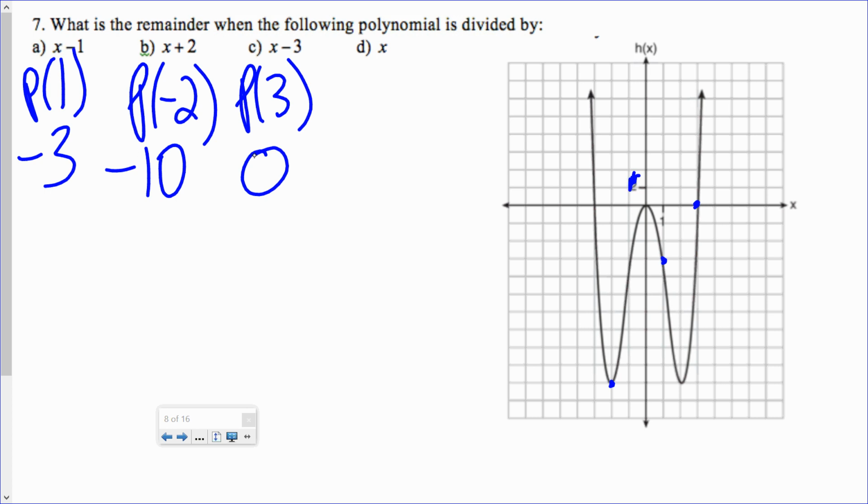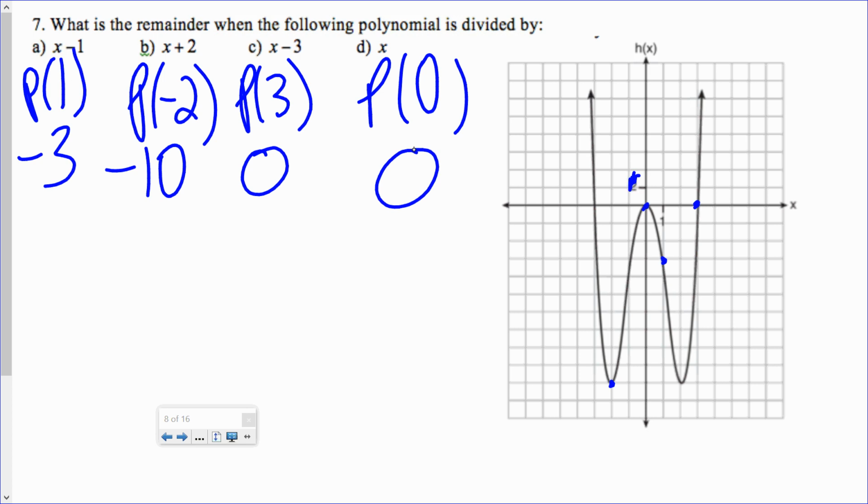And for D, I'm putting the opposite of what I'm dividing by. Well, for x, special, x is technically x plus 0, so the opposite of 0 is 0. And we talked about that in the last lesson. If x is a factor, then 0 is the corresponding zero. So when I plug in 0 to the function, when x is 0, y is also 0.